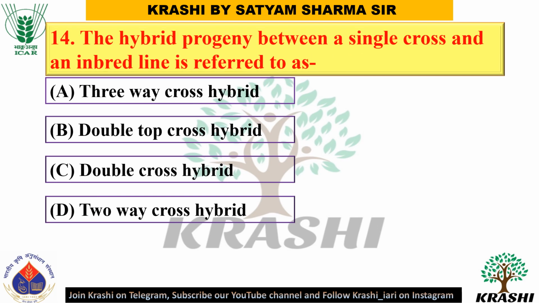Question number 14. The hybrid progeny between a single cross and an inbred line is referred to as three-way cross hybrid. The inbreds I1, I2 and I3 are taken. I1, I2 are crossed. The F1 produced is then crossed with I3.